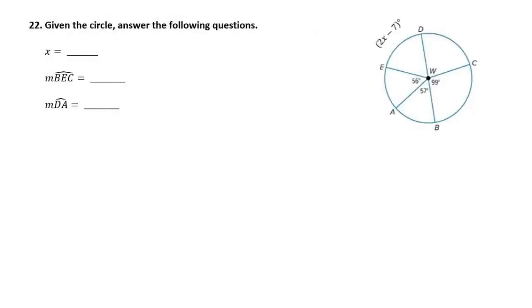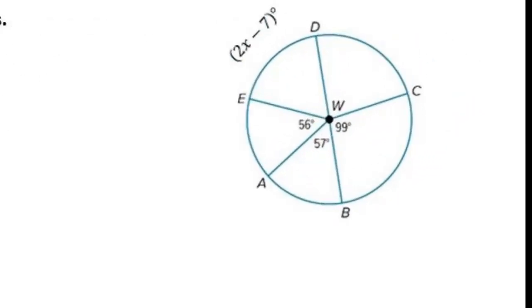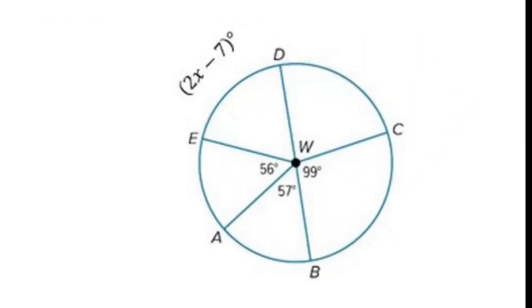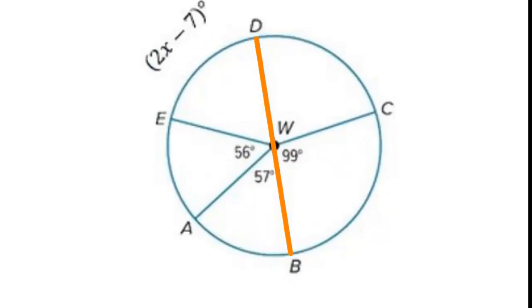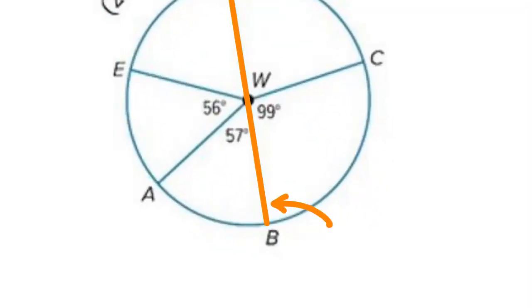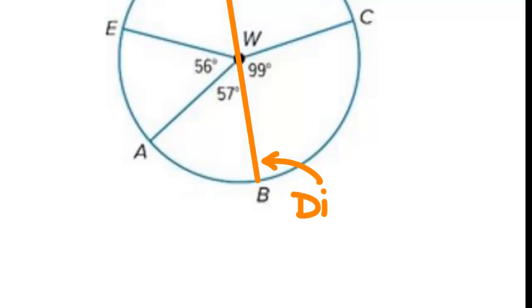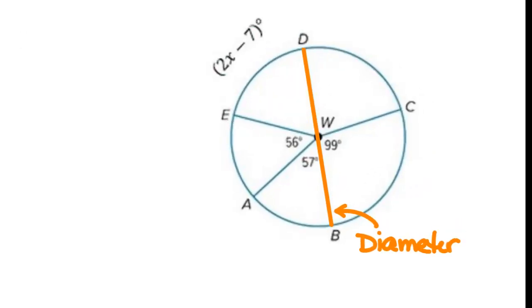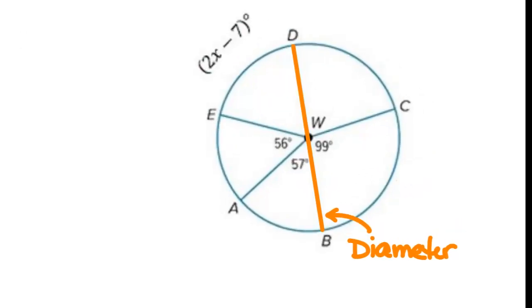Problem number 22, we want to find the value of x, the measurement of arc BEC, and the measure of arc DA. So the first thing I notice in this picture is this segment right here. It goes right through the center of the circle. So what would we call that? A diameter. And it cuts my circle into two semicircles.